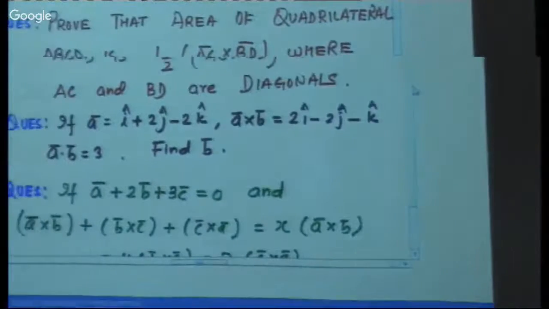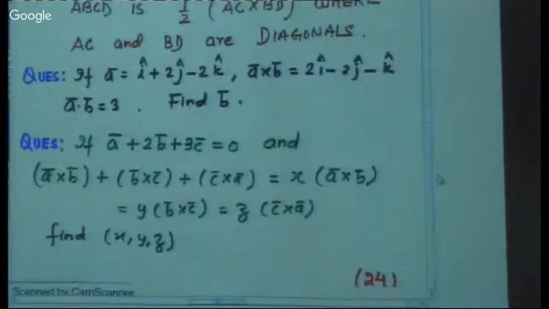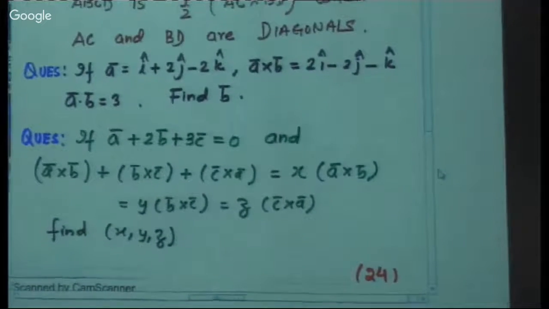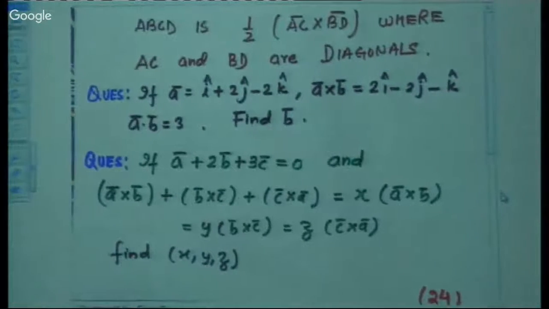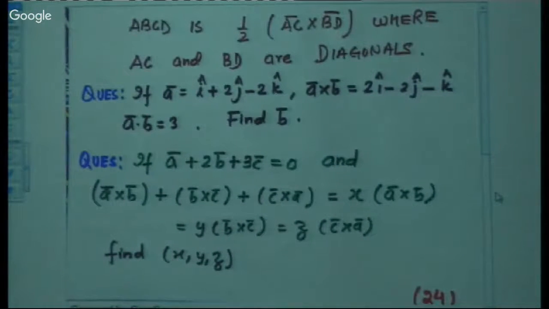Can you do the next question? The question is A is this and A cross B is this and A dot B is this. Find B. How to find this? I see A is i plus 2j minus 2k. So A is given and A cross B is given, and I have to find B. So I can say my B is x i cap, y j cap, plus z k cap. So A dot B turns out to be x, will be equal to 3. First equation.